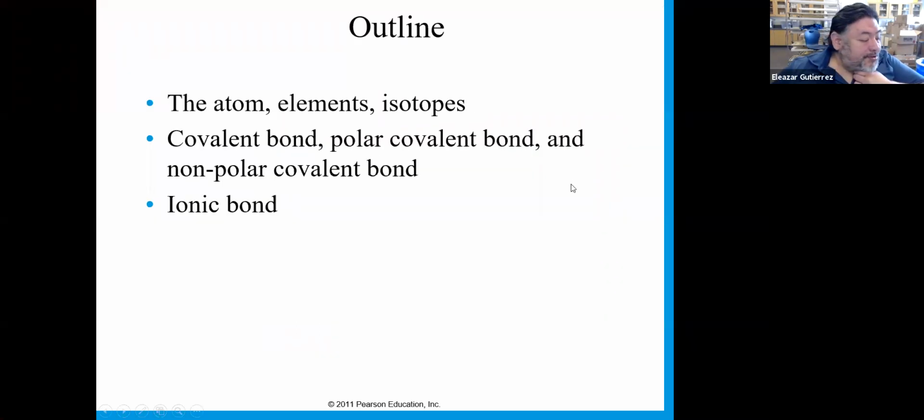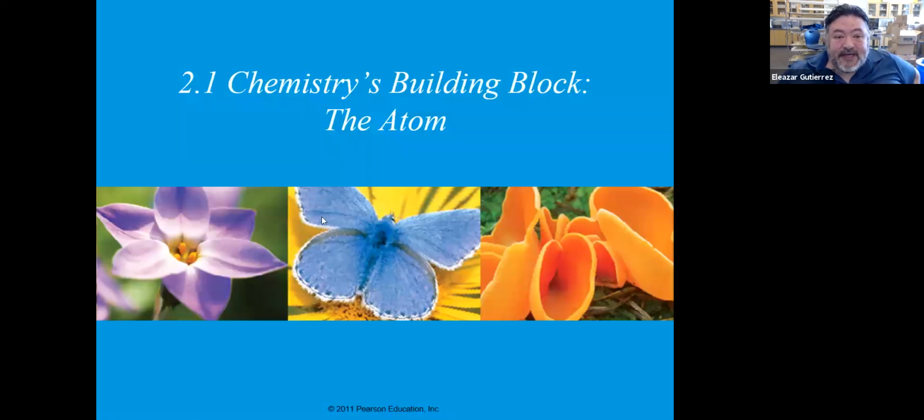Okay, so this is the outline for the first half. We're going to talk about atoms, the fact that elements are made out of atoms, and then what isotopes are. We're going to converse about what a covalent bond is, what a polar covalent bond and a non-polar covalent bond is. And then finally, we're going to address what an ionic bond is. So basic chemistry in this chapter, and then we're going to finish with acids and bases.